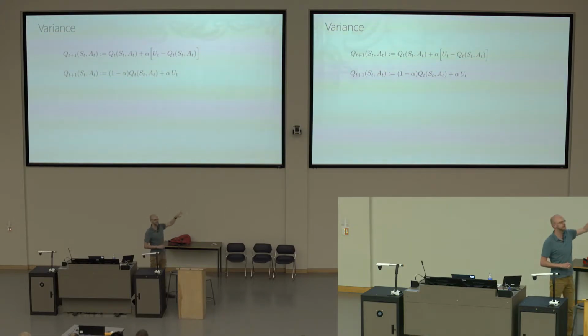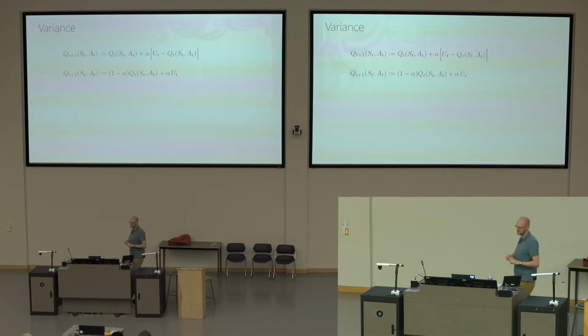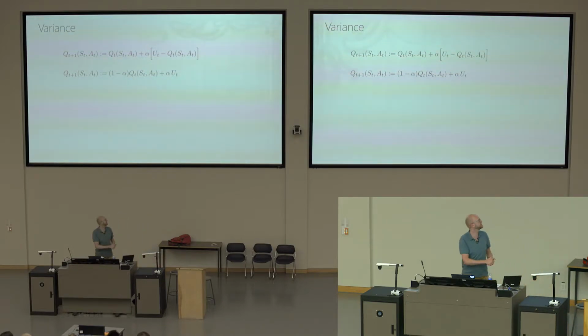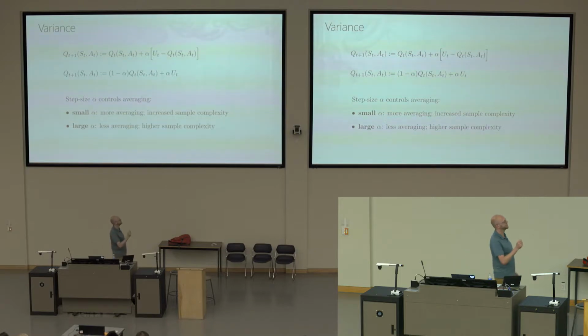Now I've rewritten it in the second equation, slightly, to make even more clear what that update is doing. What you're doing is taking a weighted average between your current estimate, Q_t, and your update target. So if you have a small step size, a small alpha, you're putting a lot of weight on your current estimate, whereas if you have a high value, you're putting a lot of weight on your update target. And so by setting your step size, you control your averaging.